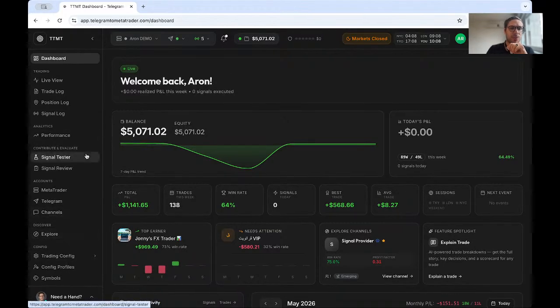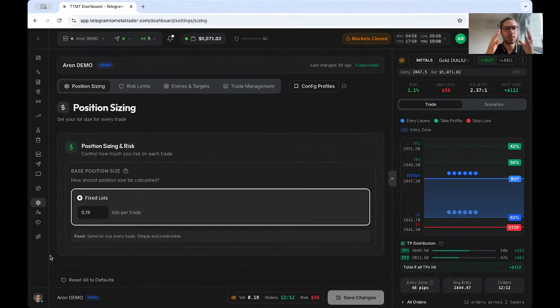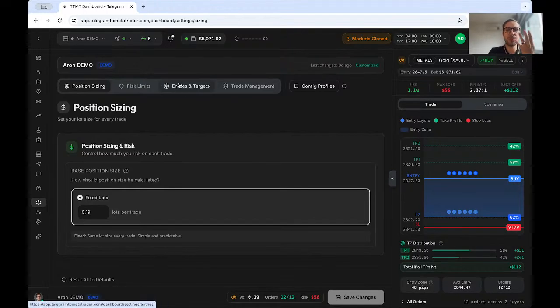All right, let's move over. Let's start with the trading config, since this is the most important and interesting part, and then I'll show you around the trade log, the statistics pages, and the signal settings. This is what I'm the proudest of. It's very simple to consume, very simple to understand. You have 4 pages: position sizing, risk limits, entries and targets, and trade management.